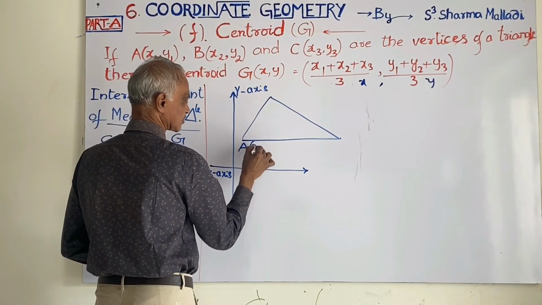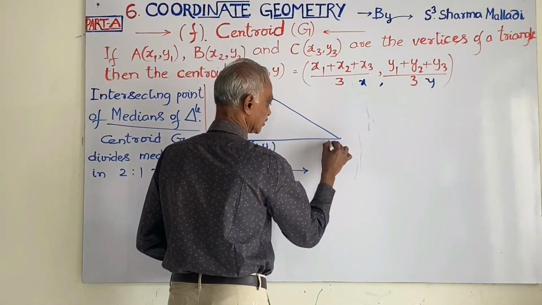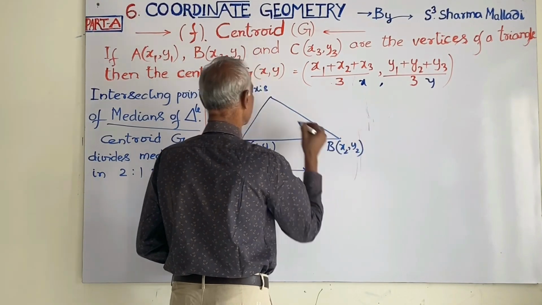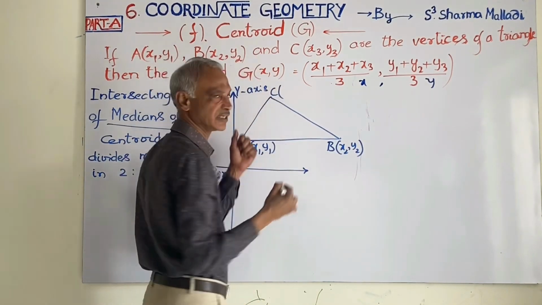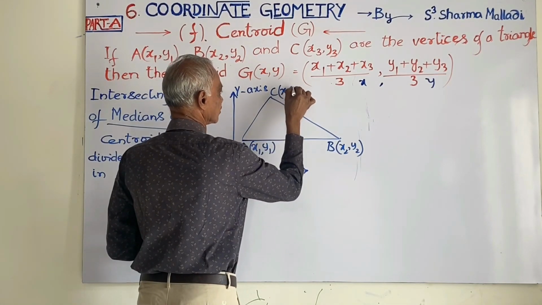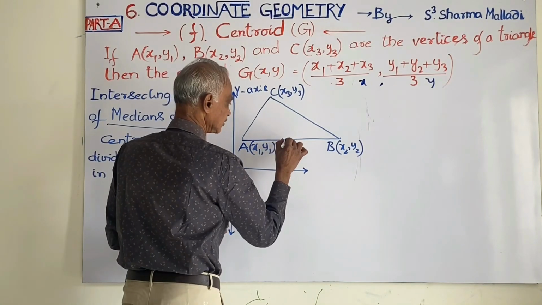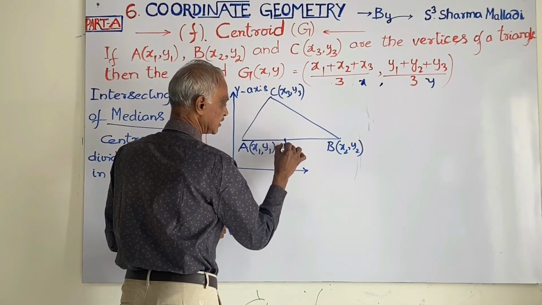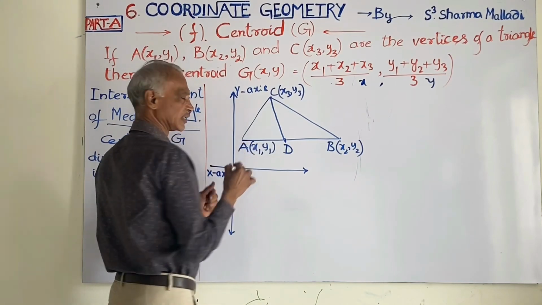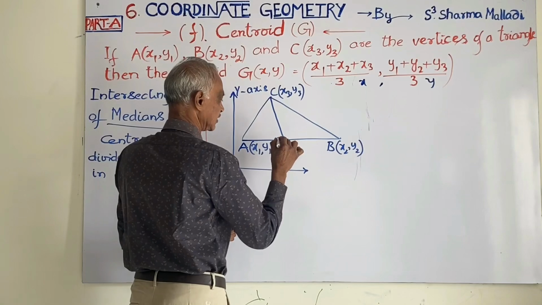A (x1, y1), B (x2, y2) and C, I will take C here, A B C (x3, y3). You have to draw the medians. This is the midpoint. This is the median of the triangle. The line joining from the vertex of a triangle to the midpoint of the opposite side.